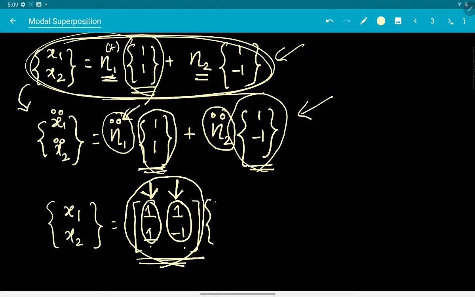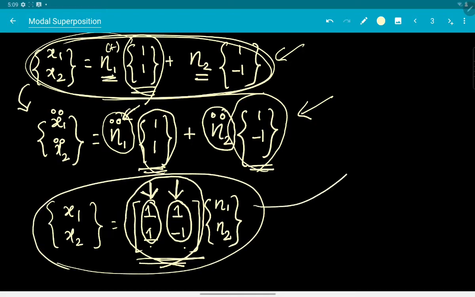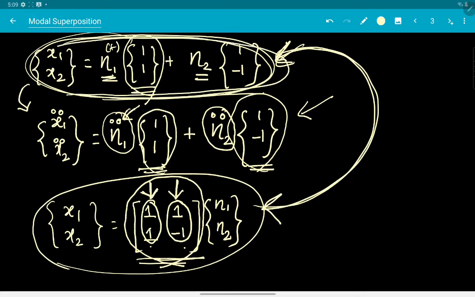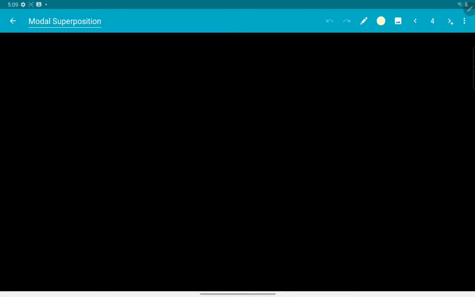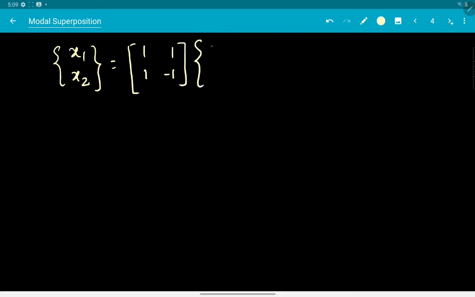To that I am multiplying this vector, which is eta 1, eta 2. So this is the matrix form of the same equation that you have written over here. These two equations are identical. Whatever you have written over here is the same thing which is written over here. I'll write that once again in a slightly neater fashion. So x1, x2 now becomes [1 1; 1 -1] times eta 1, eta 2.